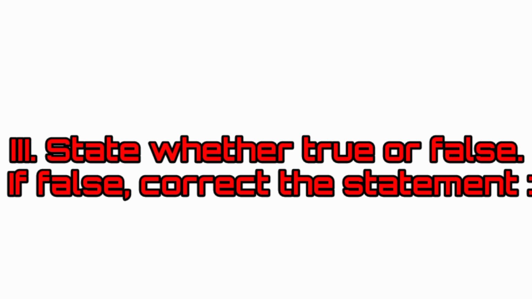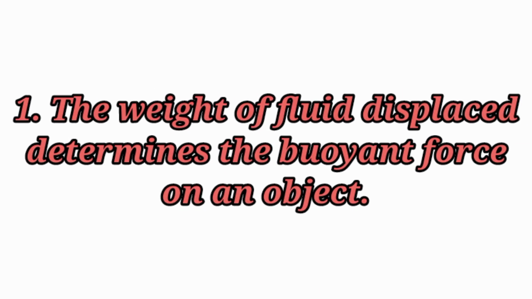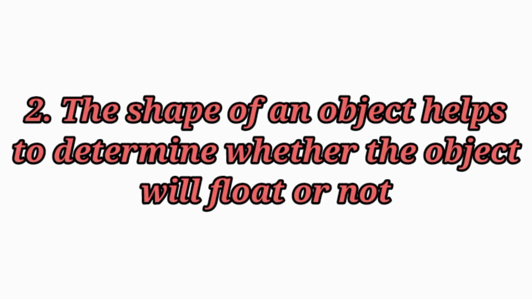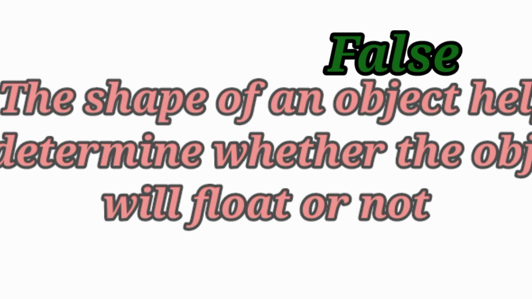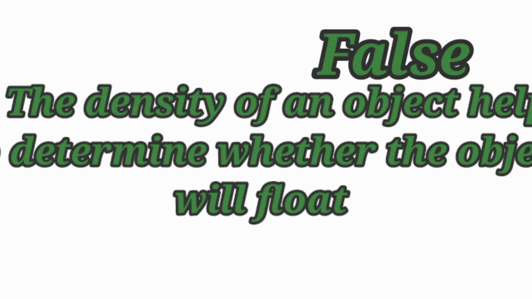State whether true or false. If false, correct the statement. First question. The weight of fluid displaced determines the buoyant force on an object. Answer: true. The shape of an object helps to determine whether the object will float or not. Answer: false. Correct statement is not shape, it is density. The density of an object helps to determine whether the object will float.